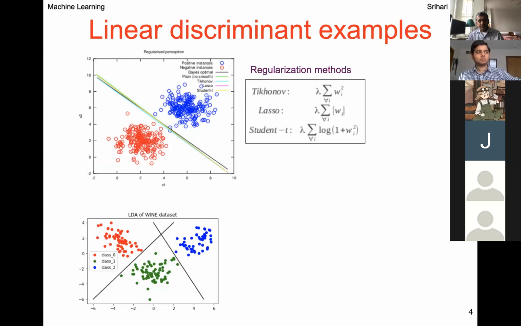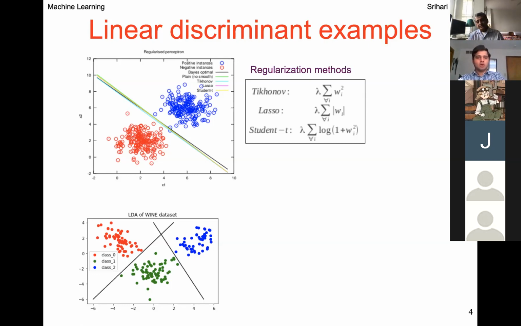Here are a couple of examples of linear discriminant functions with two classes and multiple classes. In the two-class case, we have the blue points and the red points. I guess these are called positive instances and negative instances. We are trying to separate the two classes by a linear discriminant function. And the optimal one is this black one, sometimes referred to as a Bayes classifier, the optimal classifier. And then there are a couple of minor variants, which hardly seem any different from the black one, in blue. And those have been obtained by using some regularization methods, which say not only should you minimize the sum of squared errors, is there anything, I guess in this case, there are no errors at all.